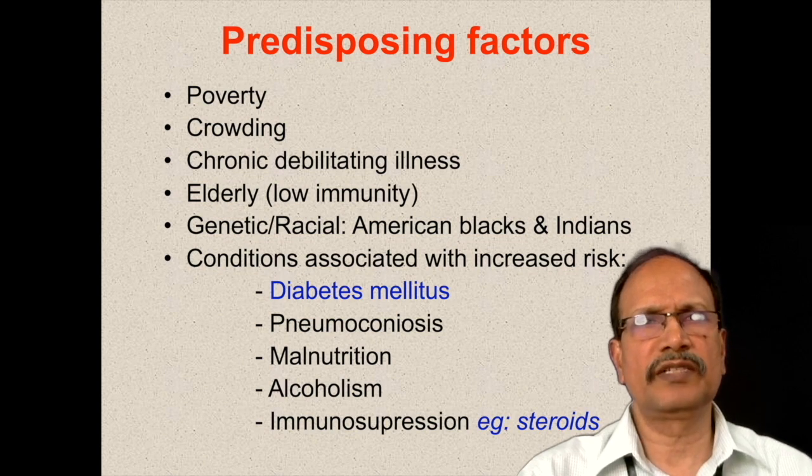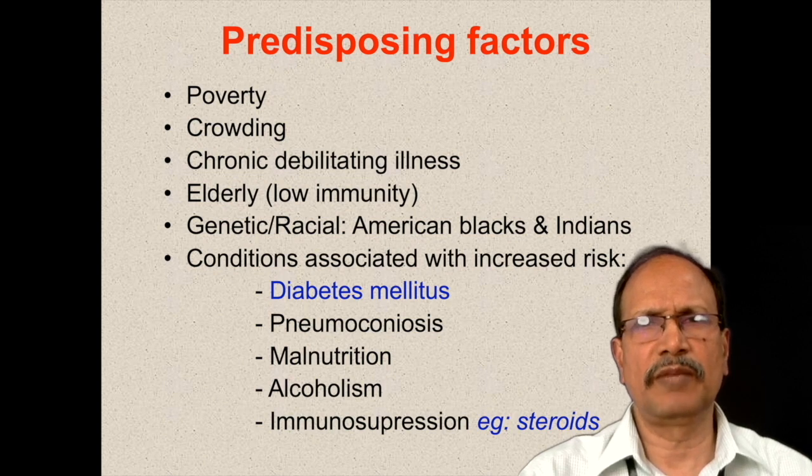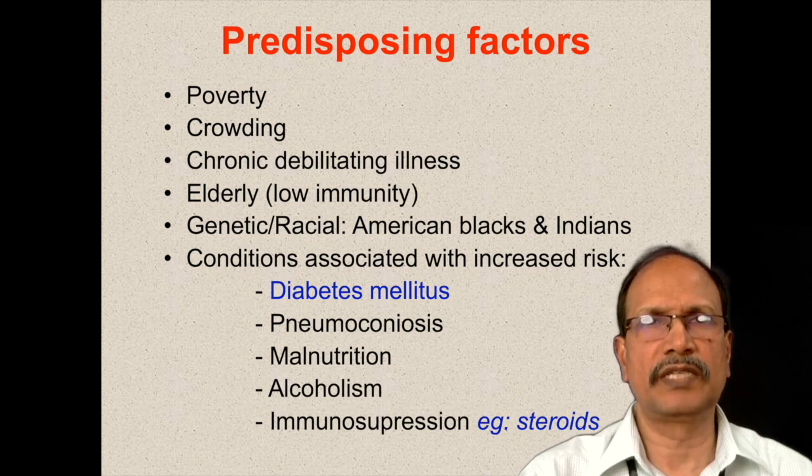Predisposing factors are poverty, overcrowding, chronic debilitating illnesses, and elderly persons. Some American blacks or Indians, especially Pima Indians, are highly susceptible to tuberculosis. Another important practical aspect is that persons suffering from diabetes mellitus, and those on steroids, are highly susceptible to mycobacterial infections. So a long-standing diabetic, when he develops a cough of longer duration which is not responding to antibiotic therapy, think of the possibility of tuberculosis in that person.